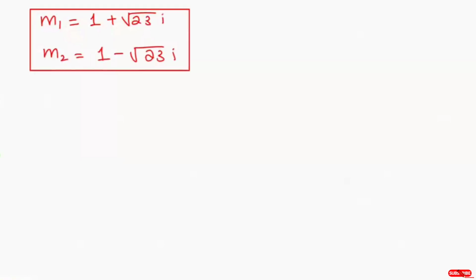So here we get the two m values, that is 1 plus root of 23 iota, and 1 minus root of 23 iota. Now next I was going to find out the value of n by using the equation n is equals to 2 minus m. So I'm going to take here m1 value. So I'm going to name this as n1 and m1.